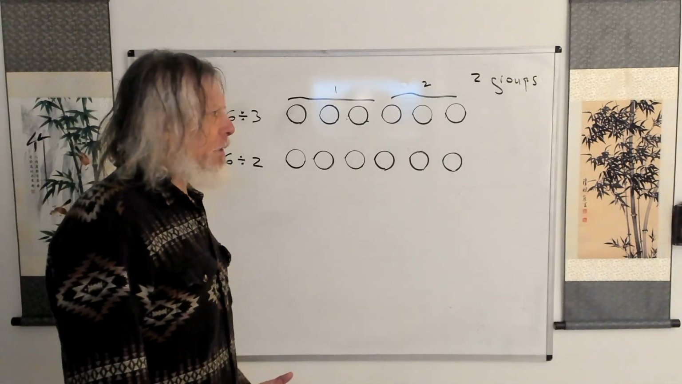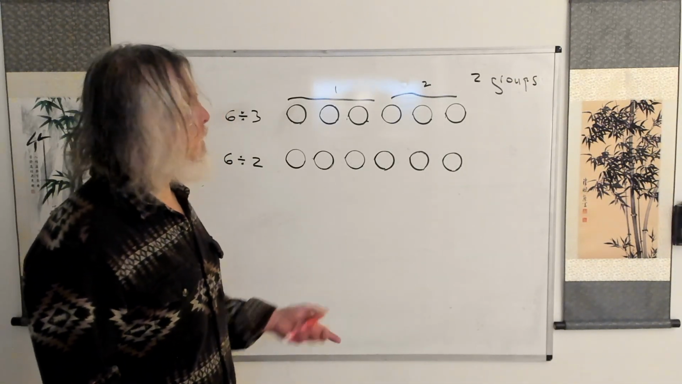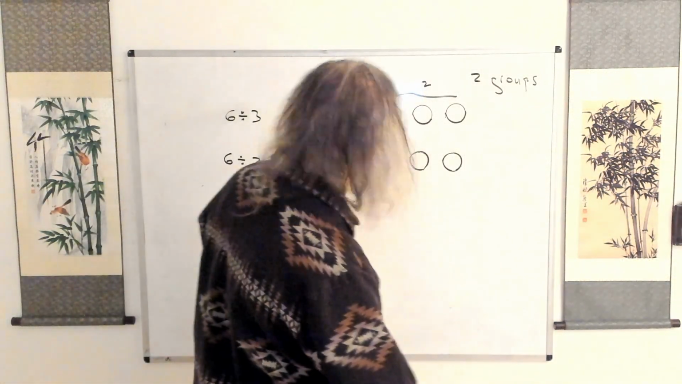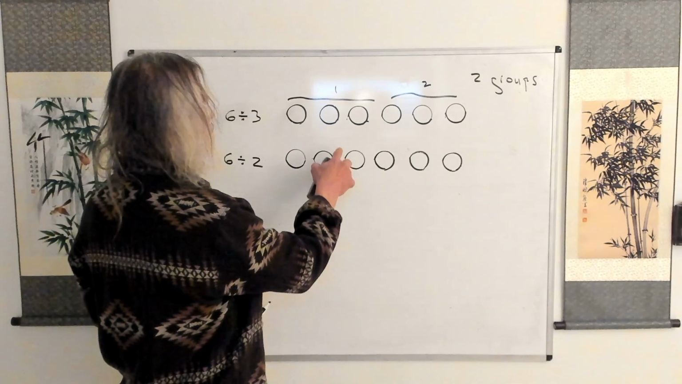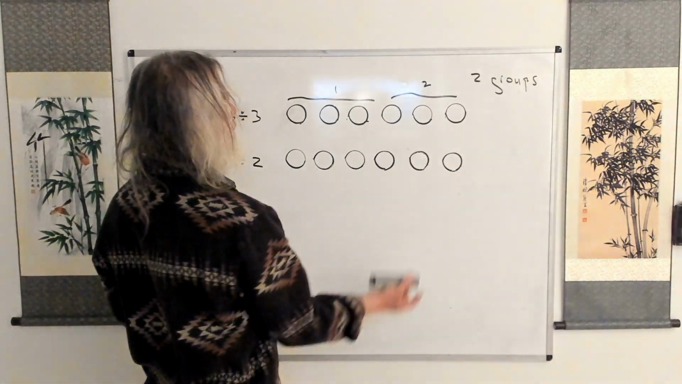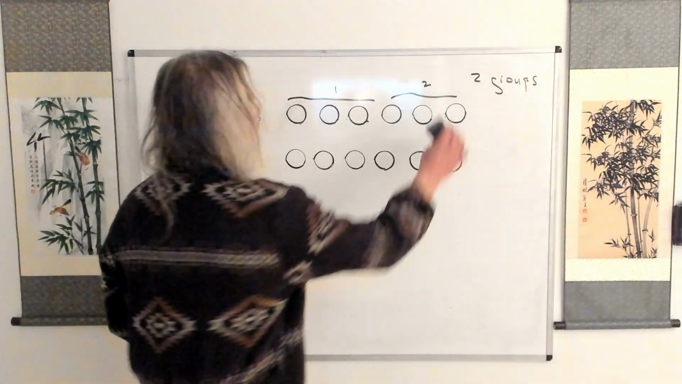If we have 6 things, you put 3 in each group. How many groups do we get? 2. And you don't need multiplication for that. You just get the 6 things. Go 1, 2, 3, 1, 2, 3. Count the groups, 1, 2. Just some counts and you got it.